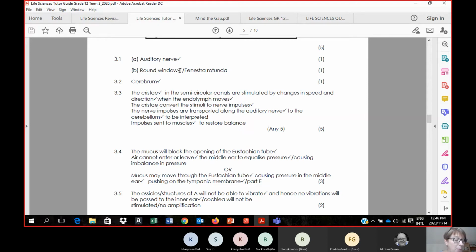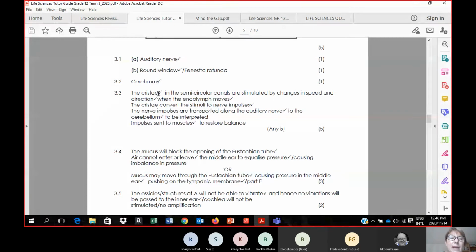Then it says which part of the brain will receive impulses from part C. Now, part C, remember, is involved in hearing because that's the cochlea. So the answer there is cerebrum. Then it says, describe the role of the semicircular canals in maintaining balance. All right. So there we go.